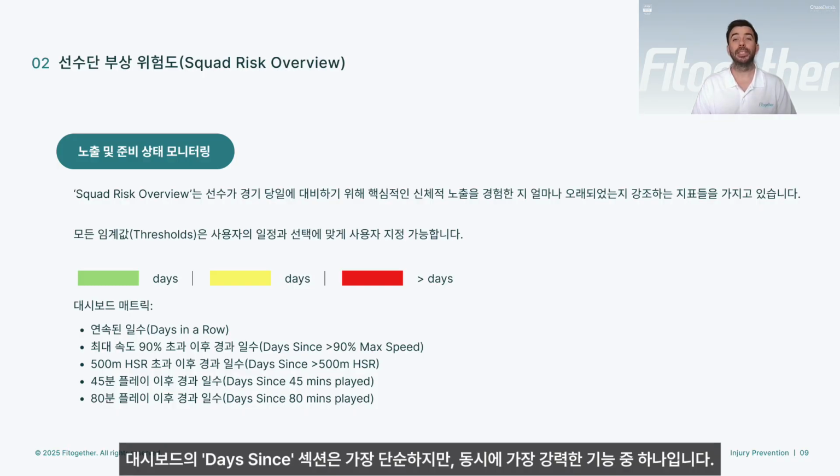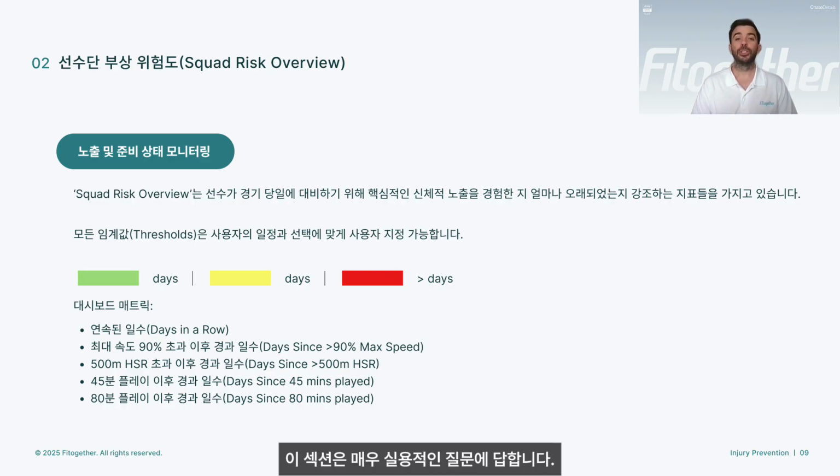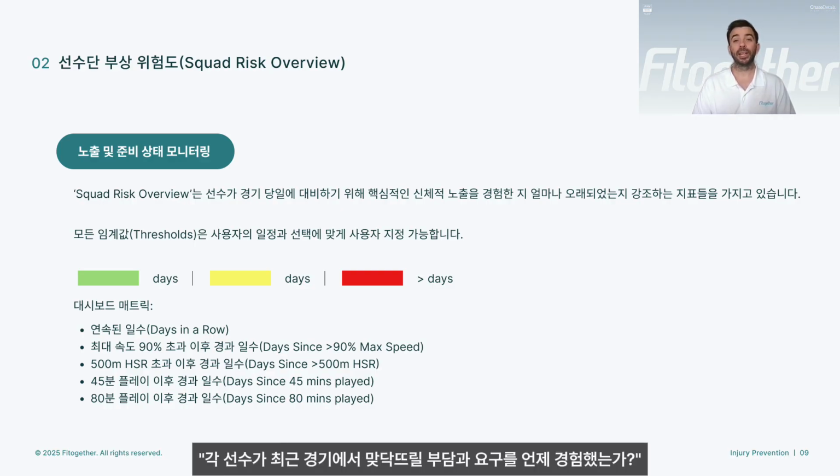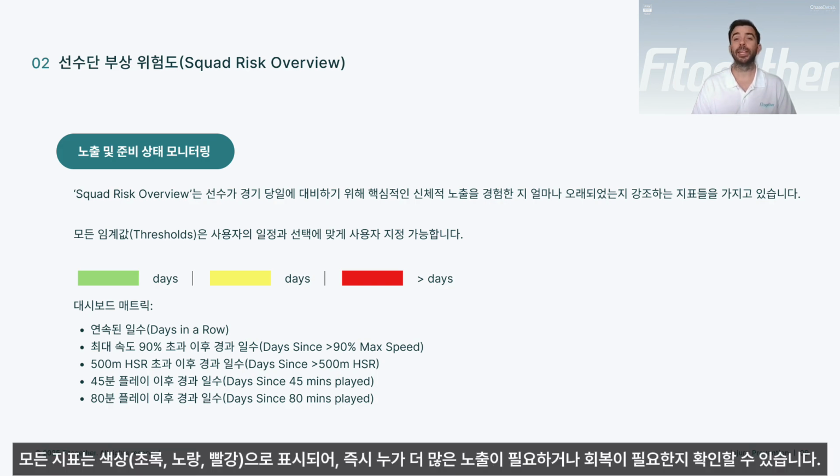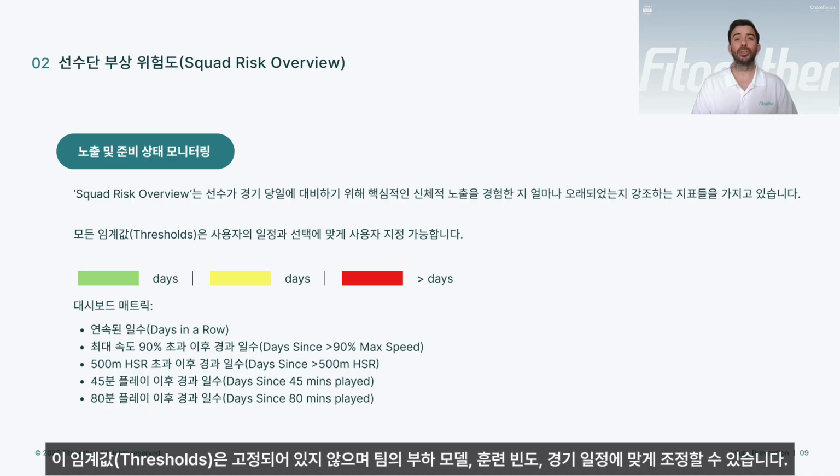The days since section of the dashboard is one of the simplest but most powerful parts. It answers a very practical question. When was the last time each player experienced the demands they'll face in a game? Every metric here is color-coded: green, yellow, red. So you can instantly see who might need more exposure or recovery. These thresholds aren't fixed. You can adjust them to fit your own load model, training frequency, or competition schedule.